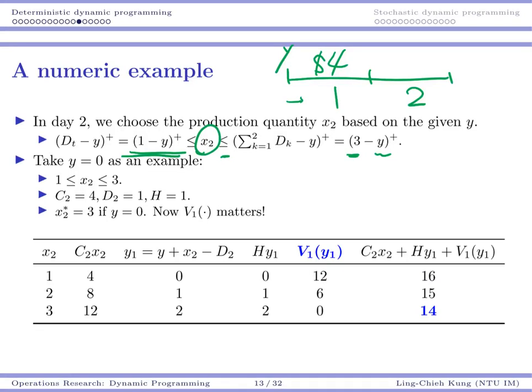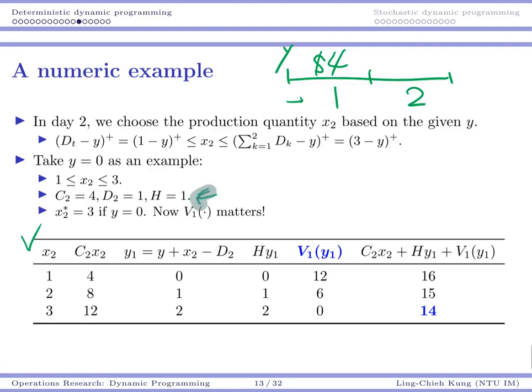So collectively, if my y is 0, for example, for x2 I don't need to consider too many numbers. I only need to consider 1 or 2 or 3. Because if I don't order any unit, I cannot fulfill the demand for today. If I order too many, more than 3, that's not going to be optimal. So I need to consider 3 possible values for x2. I still have all those parameters, and now the table here allows us to complete the calculation.